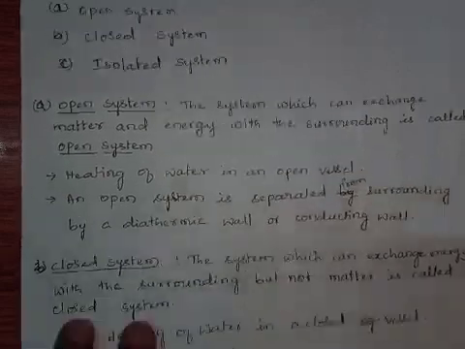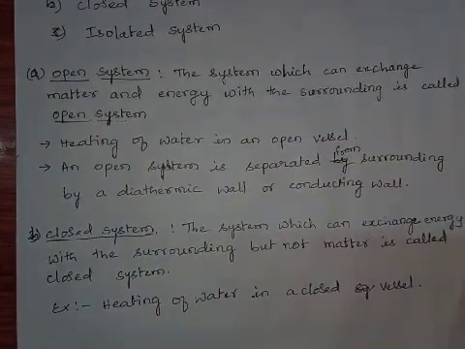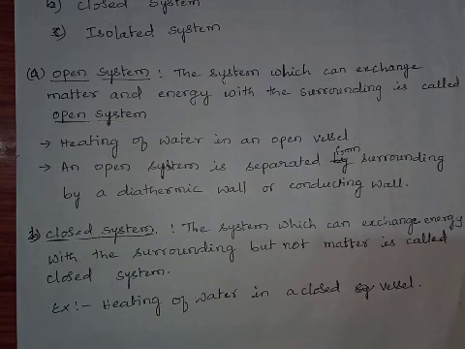Next one, closed system. The system which can exchange energy but not matter with the surrounding is called closed system. Example for closed system, heating of water in a closed vessel. Whenever we heat water in a closed vessel, the energy enters into the system, but matter is not going to escape from the system. So such type of systems are called closed system.